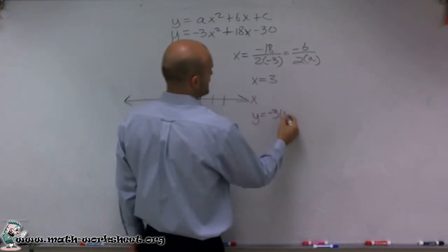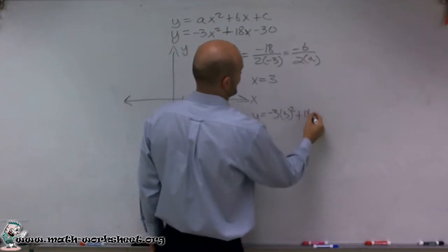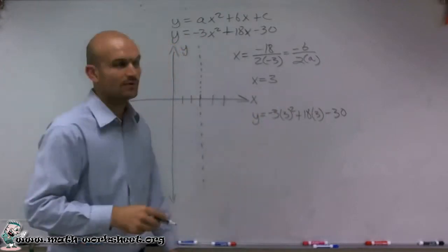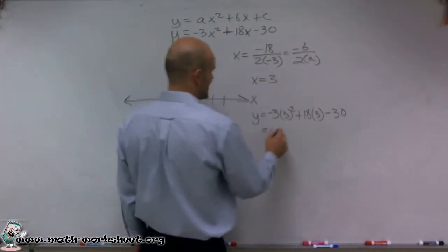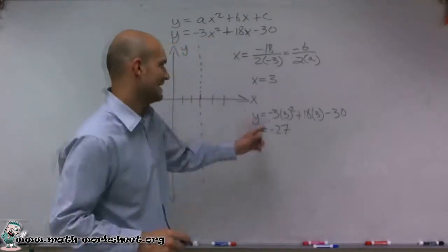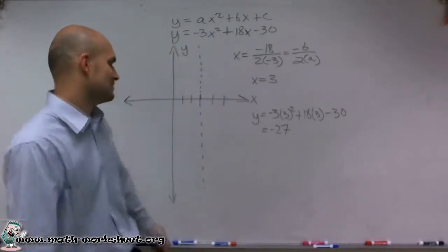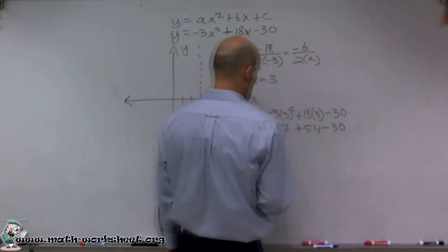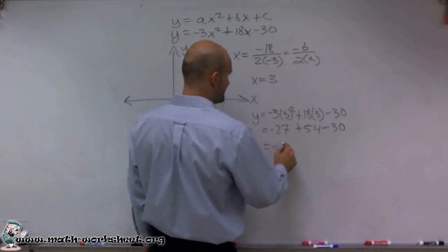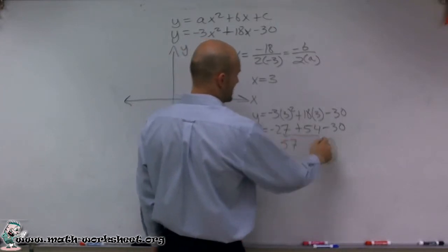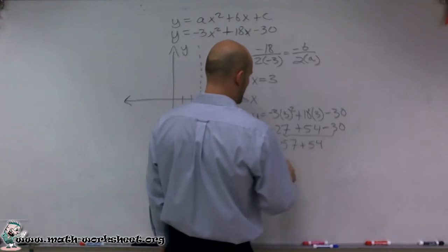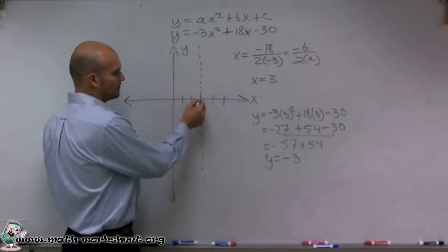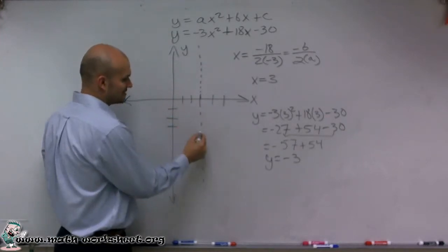So I have negative 3 times 3 squared plus 18 times 3 minus 30. Well, 3 squared is 9. 9 times negative 3 equals negative 27. 18 times 3 is going to be 54. Minus 30. So therefore I have negative 57 as I combine my negative numbers, plus 54. So therefore y equals negative 3. So I go over 3 and then I go down 3. And that's going to be my vertex.